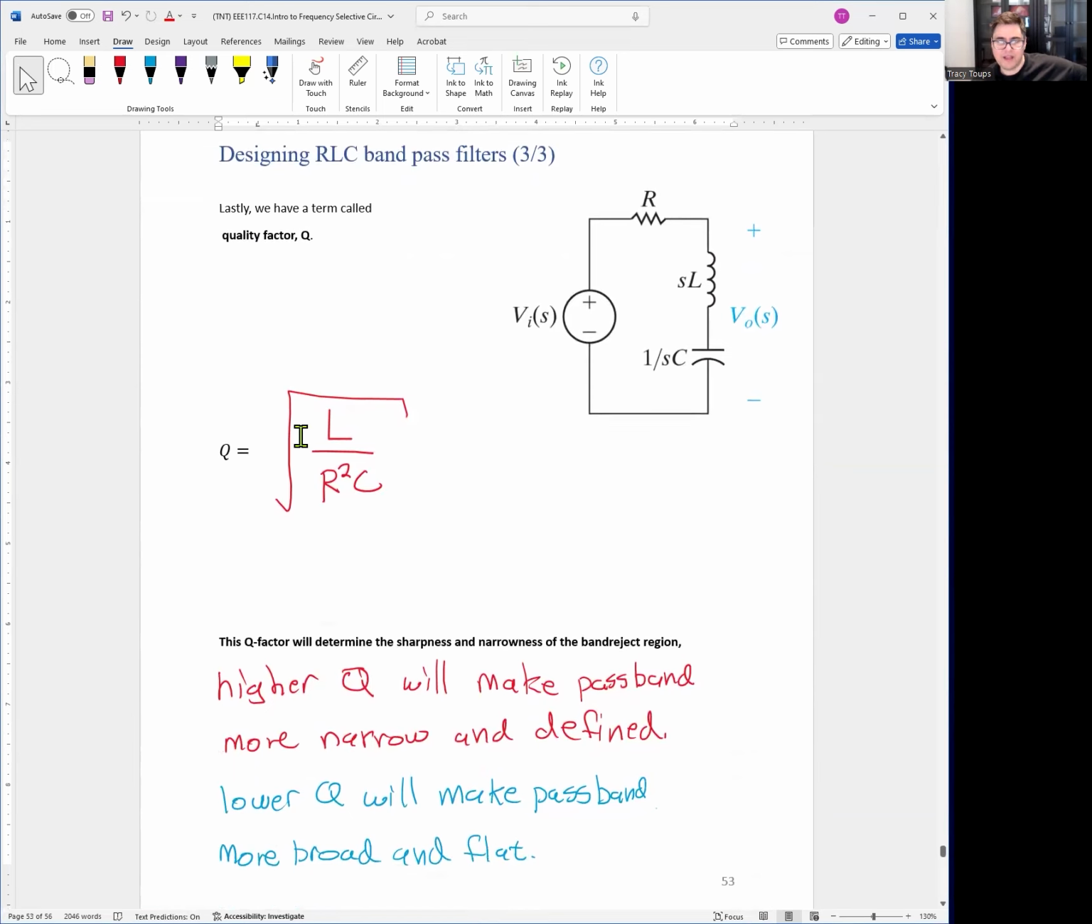Here, same thing with the quality factor, exactly the same as a bandpass filter: square root of L over R squared C, right? I can put it right here, band reject filter. So here, the quality factor, remember, a higher Q will make the stop band more narrow, and a lower Q will make the stop band bigger, right? So technically, this should be stop band, not pass band.